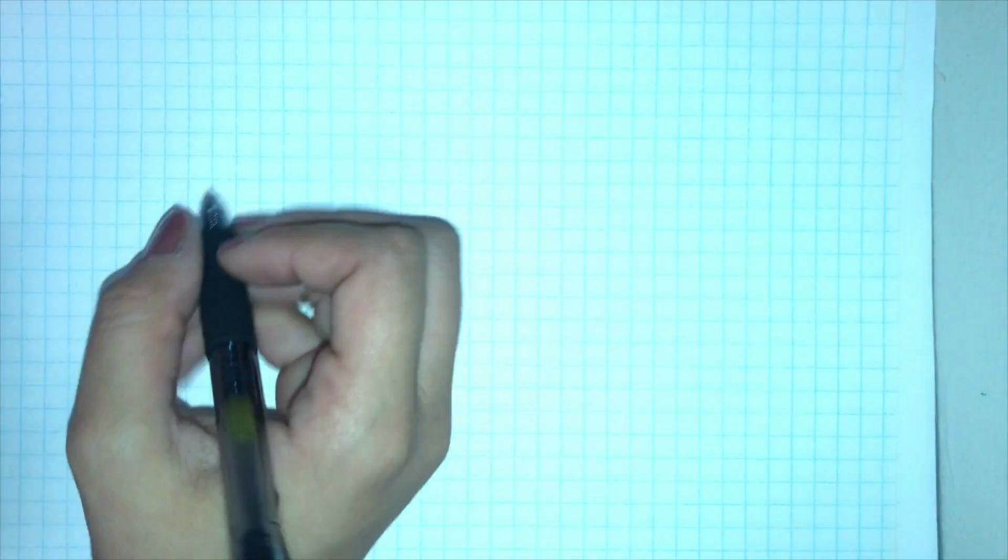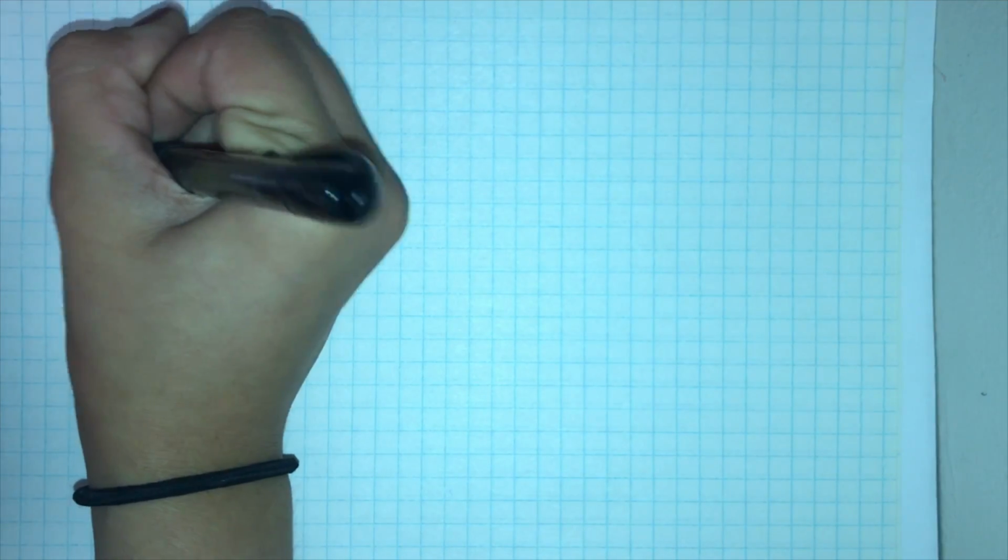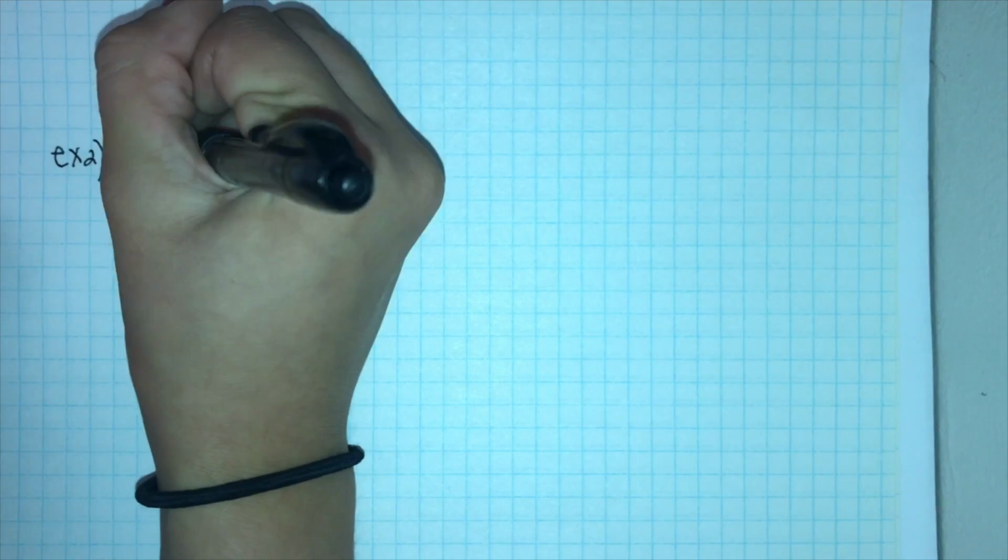Now moving on to our second example. So we're going to use the terminal side point at -4, 10.